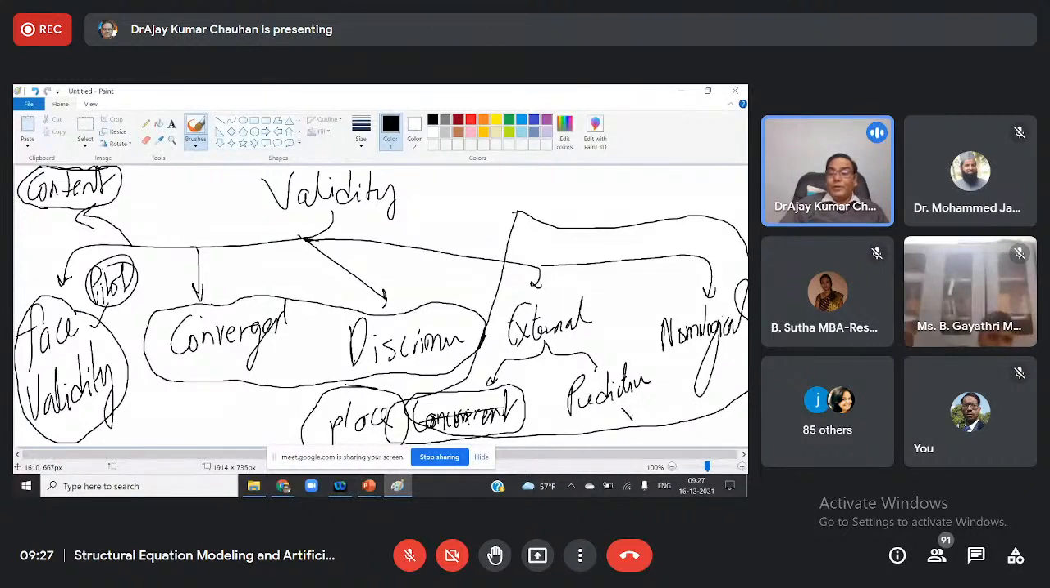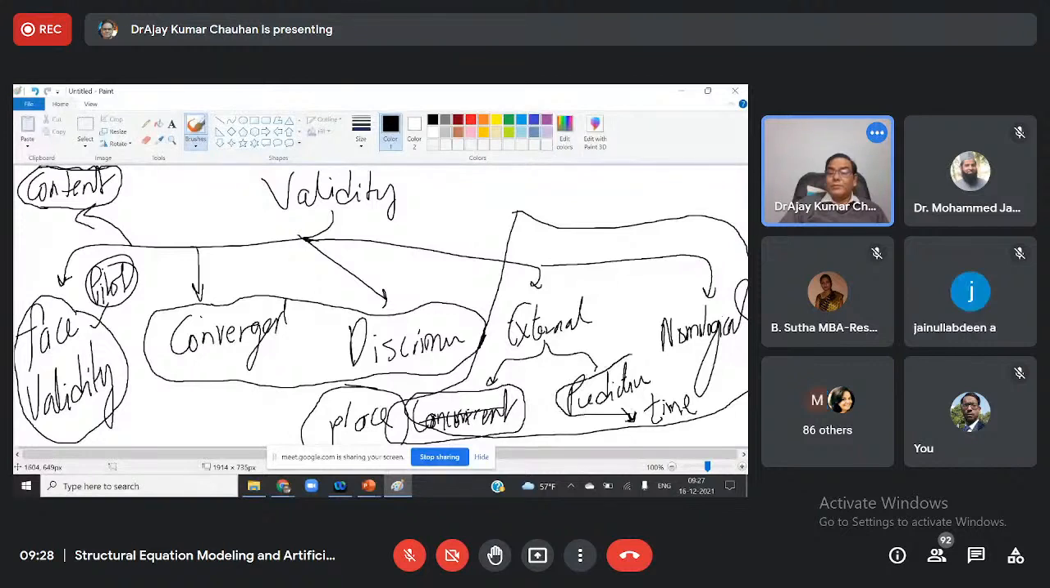Now, if you go to prediction, my simple question is: how long are your conclusions valid? So it is according to time. Can you say your results are also valid after 5 years, after 10 years, after 15 years, after 20 years? For how long may your results be applicable? That is called predictive validity. Now after that we have nomological validity.